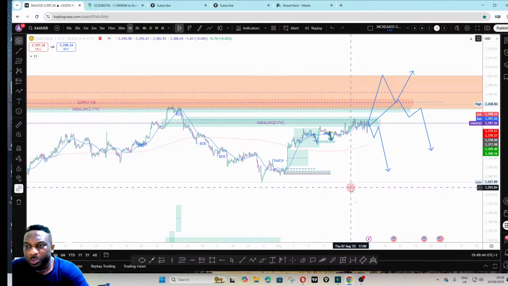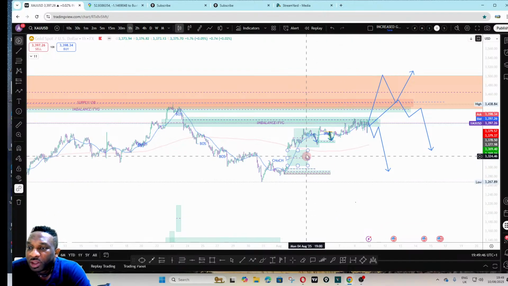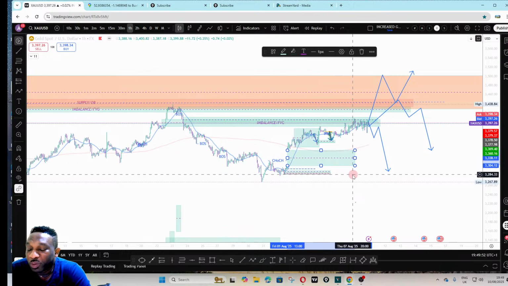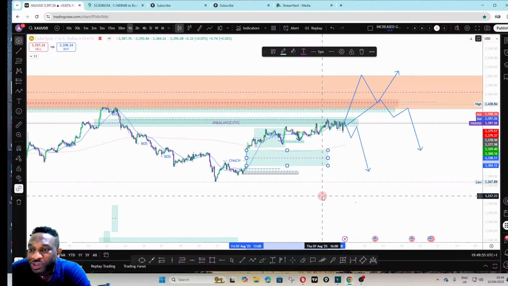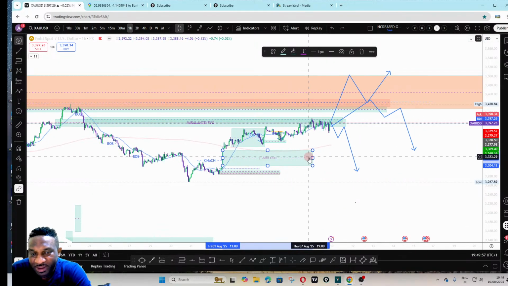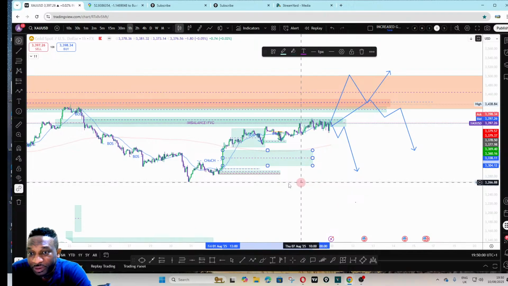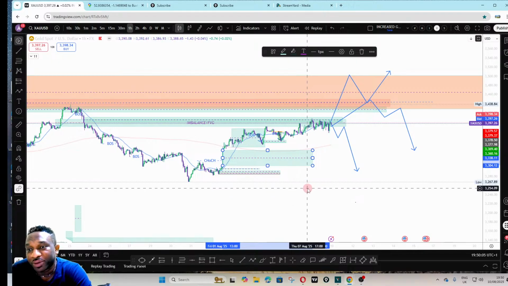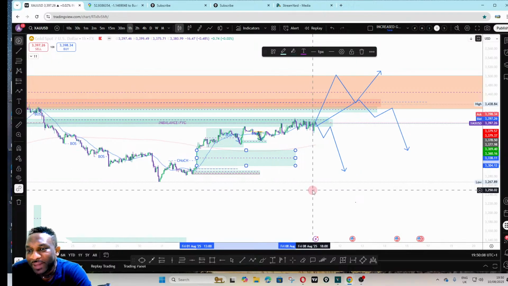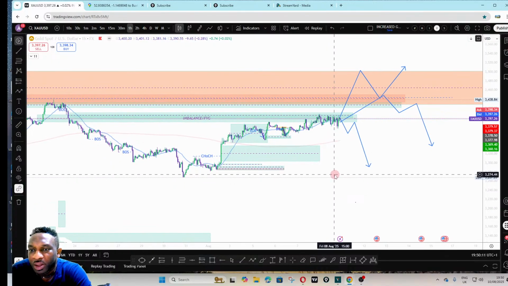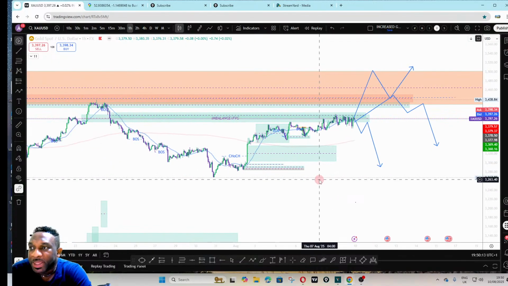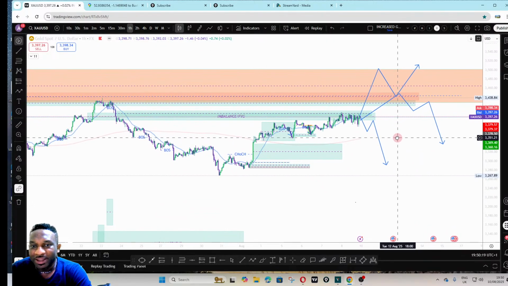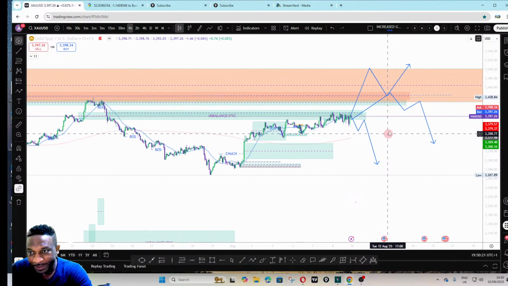But again, we are not forcing anything that we want to happen on the trade. We are only interested in trading what we see. So what price gives us, that's what we're going to follow to trade. If we see a break of structure, we look for the origin of that break of structure, we look for any fair value gap, and then we take it from there. I hope that is clear. So that is what we anticipate happening on gold this week.